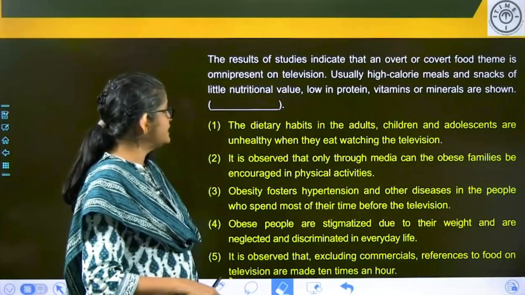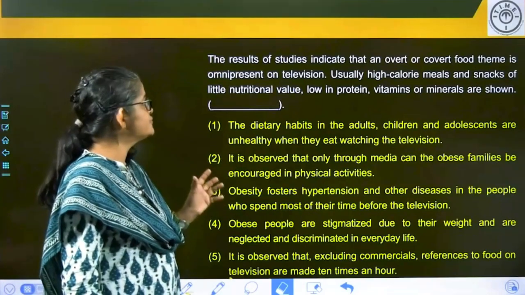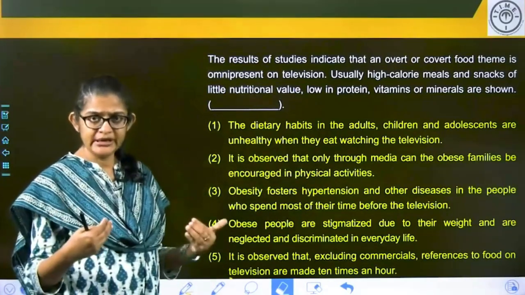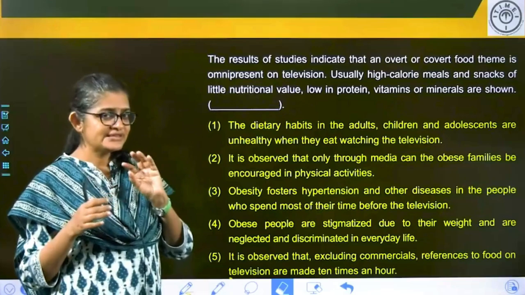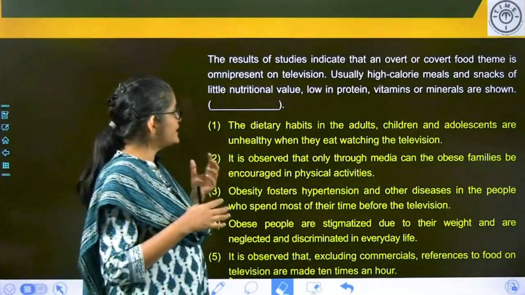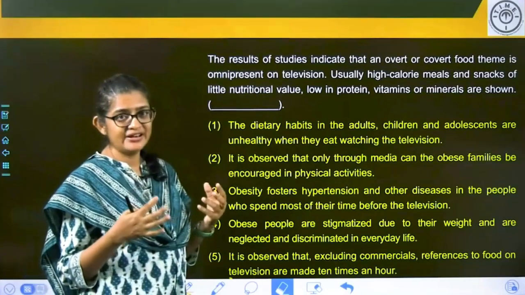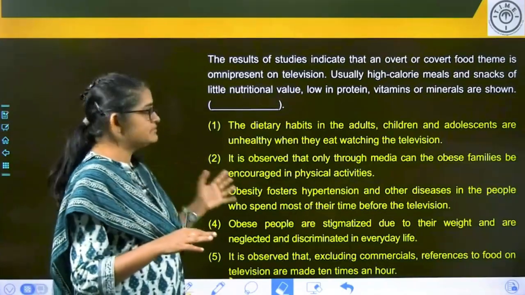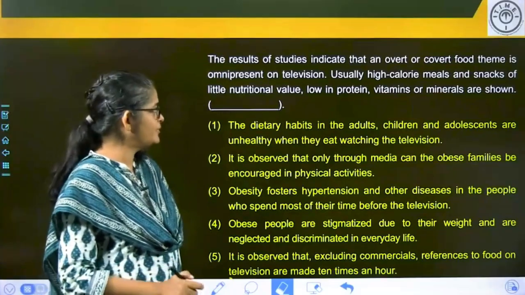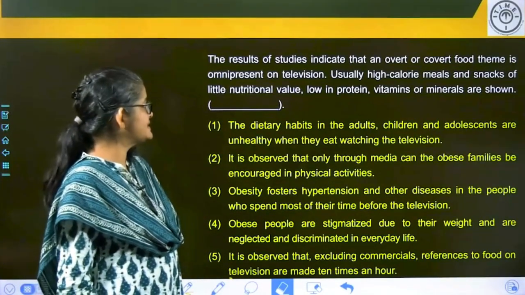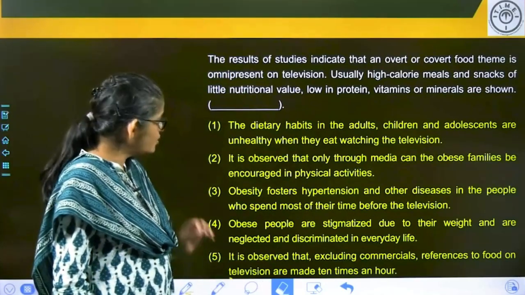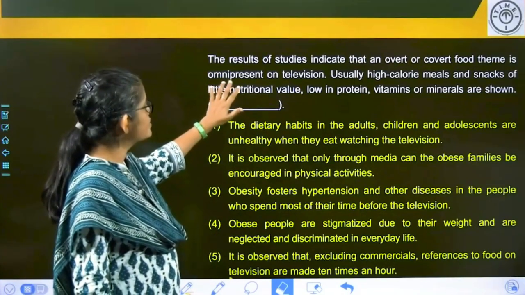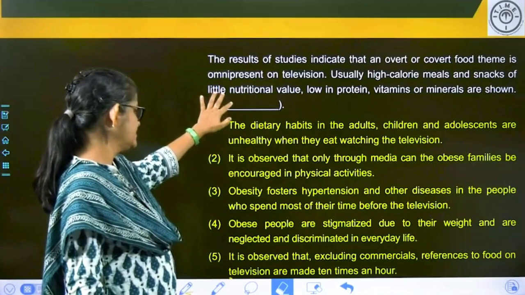The results of studies indicate that an overt or covert food theme is omnipresent on television. Overt is open, openly, and covert is subtle, secretive, not very open. So, direct or indirect messages regarding food are conveyed through television all the time. Omnipresent means present everywhere, okay, very common. Usually high calorie meals and snacks of little nutritional value, low in protein, vitamins or minerals are shown. We are talking of TV programs or TV commercials, okay.